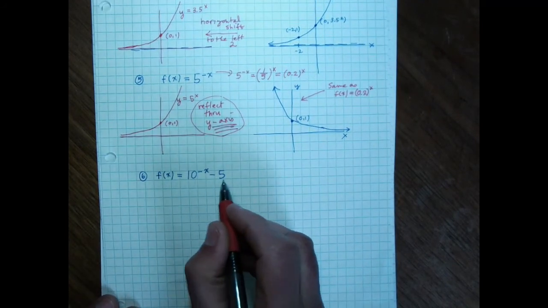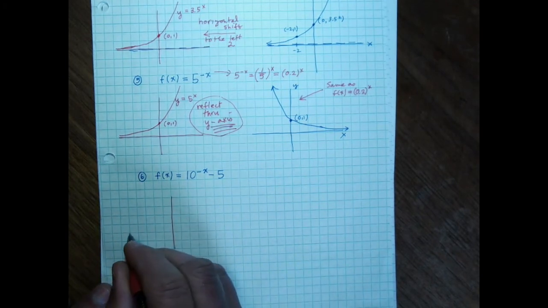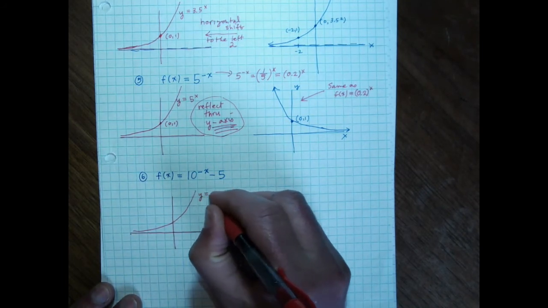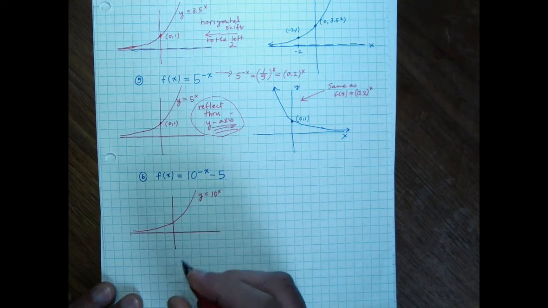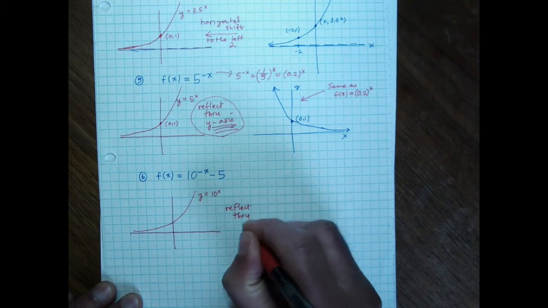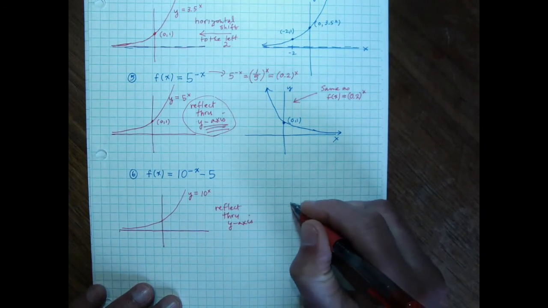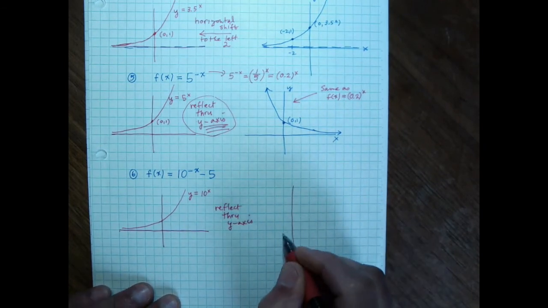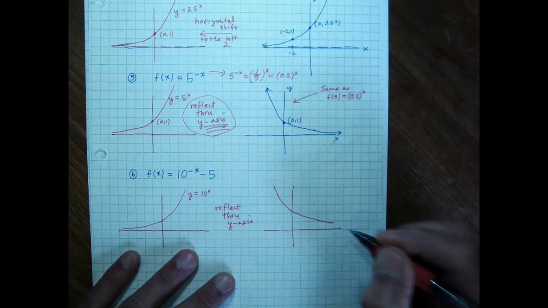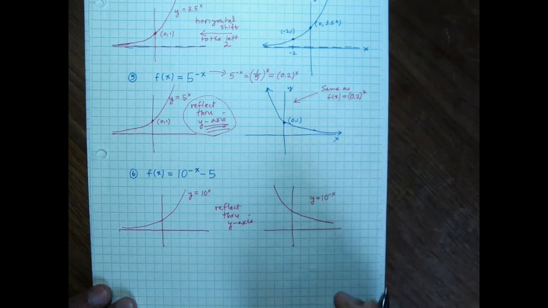10 to the minus x minus 5. Okay, so we're going to start out with 10 to the x. And now I want to reflect through the y-axis. I'm just going to make one change first of all. So this is not my final graph. When I reflect through the y-axis, I get a shape like that. This, you could say, is y equals 10 to the minus x.